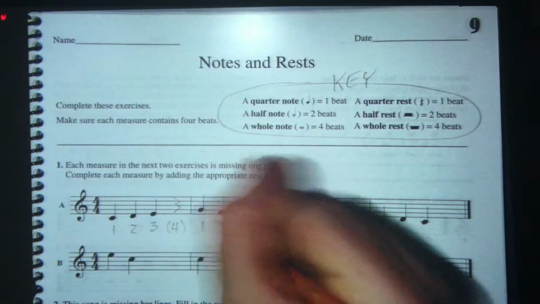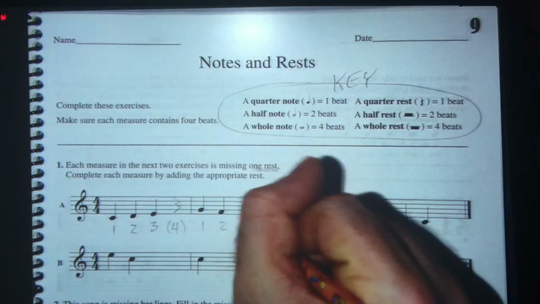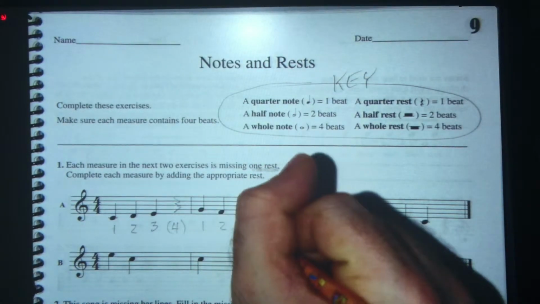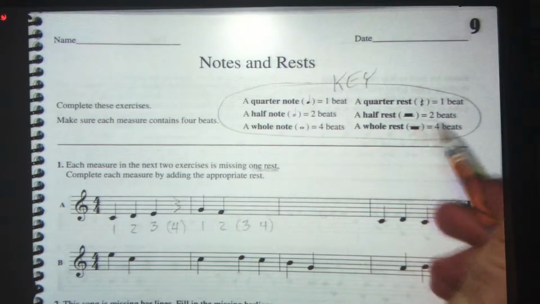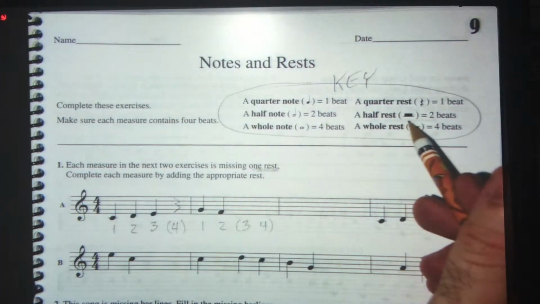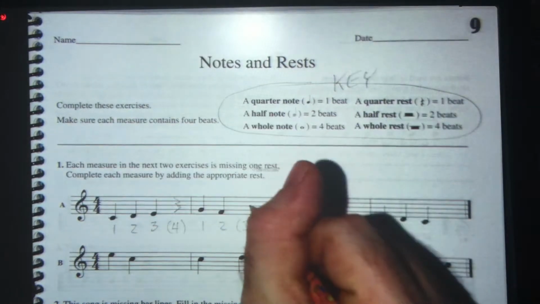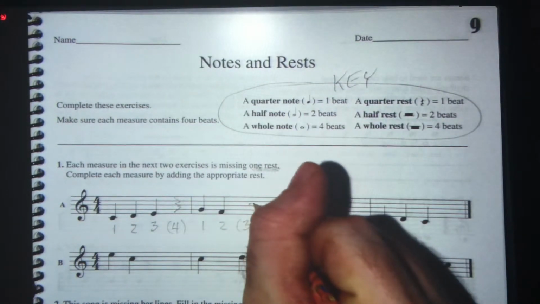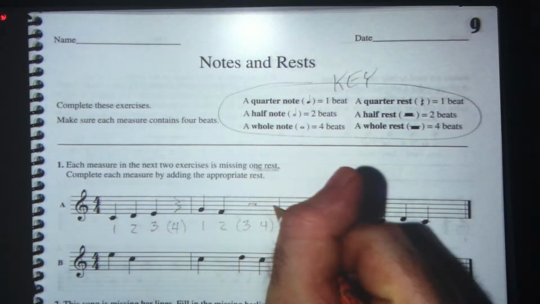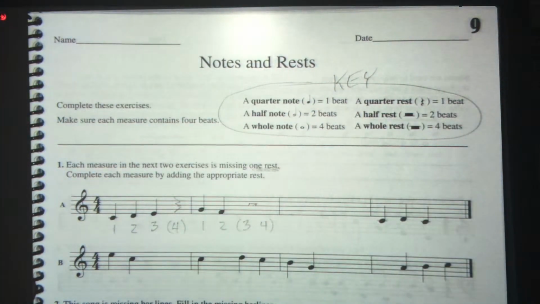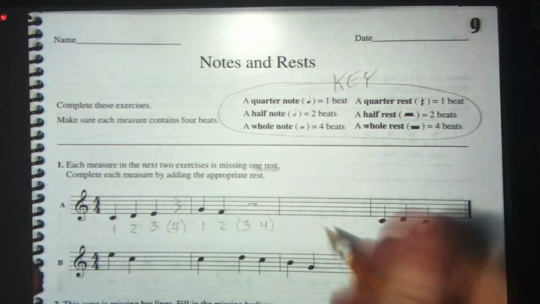Next measure, we know this gets 1, 2. We need something to fill up 3/4. What gets 3/4? A half rest does. You can see that at the top here. So we need to go to the 1, 2, 3rd line as we learned on an earlier worksheet. Notice I'm not drawing it way over here. I want to draw it closer over here. There you go.